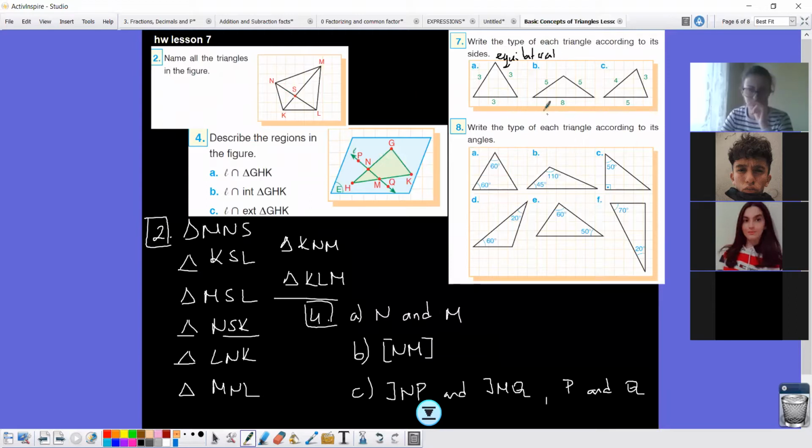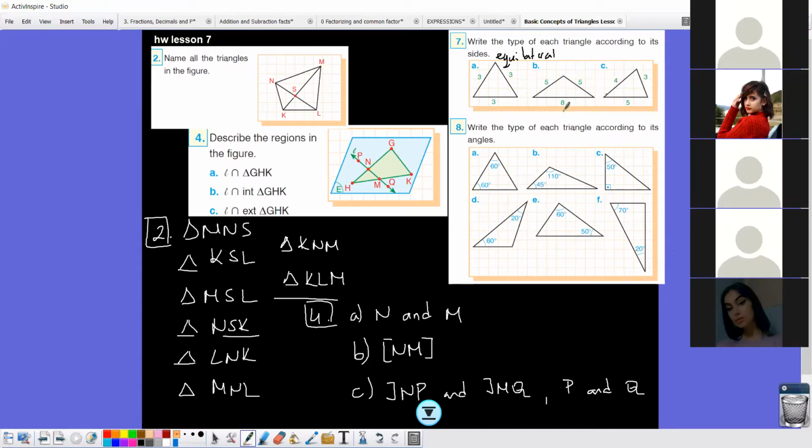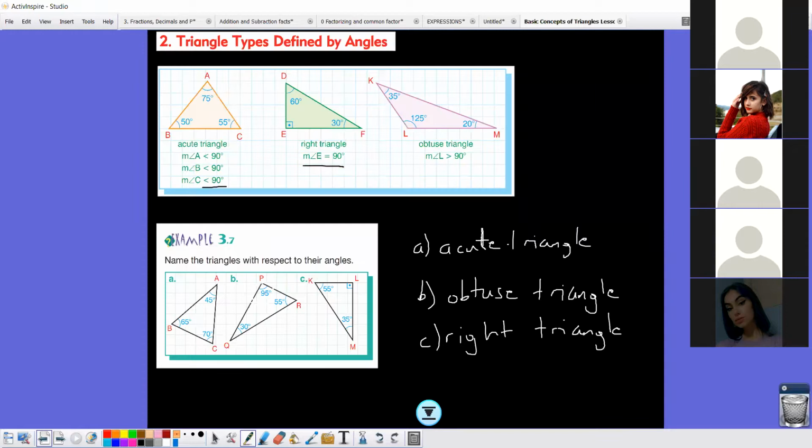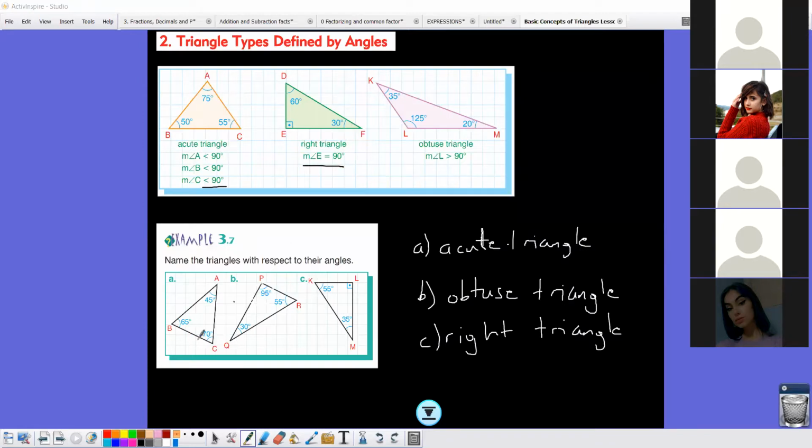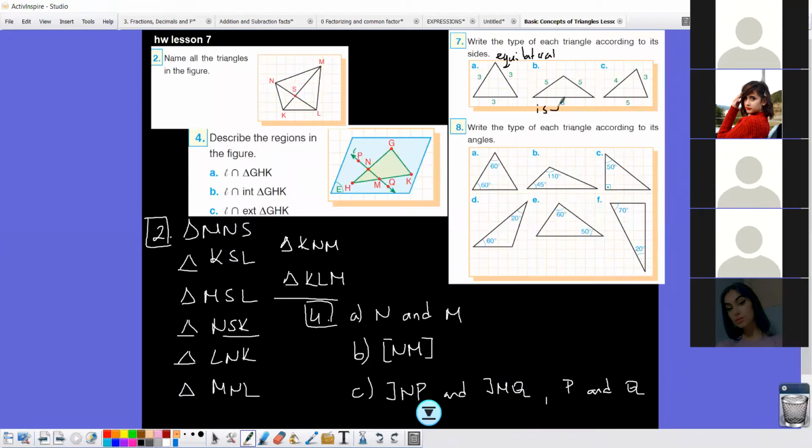What about B? Let's talk with Arta now. Now two sides are the same. Or who will help Arta? Rumeysa? Teacher, I think it's isosceles. Isosceles, but I am always forgetting how it's written. How many S, how many C? Isosceles. I think it's like this. And C, all of them different.